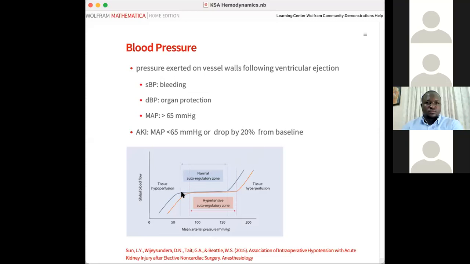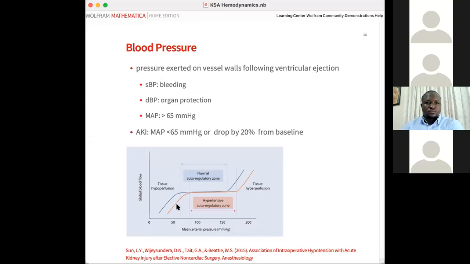And there's a concept called autoregulation, which is basically the maintenance of relatively constant blood flow with changing mean arterial pressure. So the blue curve basically shows you the normal autoregulatory curve. And between maybe 50 to 150 thereabouts, you have maintenance of relatively constant blood flow to your vital organs.